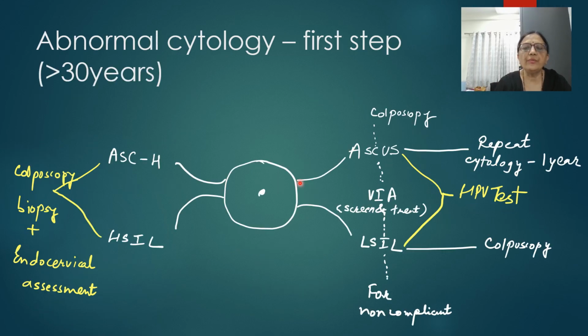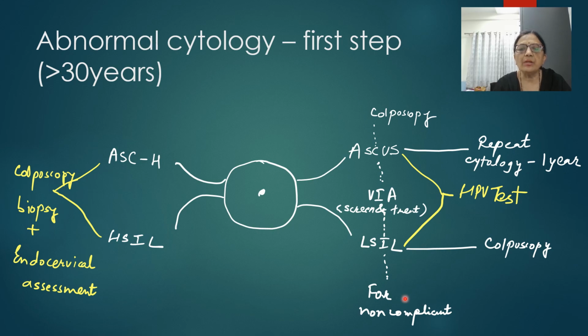This is another way of demonstrating diagrammatically the same thing we discussed in the last slide. If it is HSIL, it is for colposcopy biopsy with endocervical assessment. Endocervical curettage should also be done if it is ASC-H or HSIL. If it is ASCUS, then we can repeat cytology after 1 year. If it is LSIL, we can go for colposcopy, and if facilities are available and the patient can afford, for both these situations we can go for HPV test.